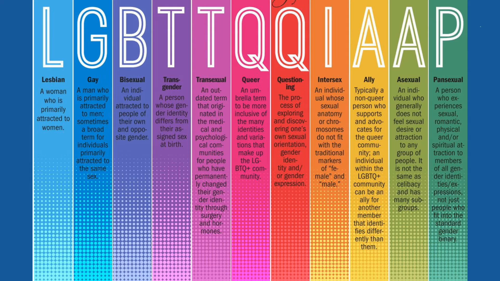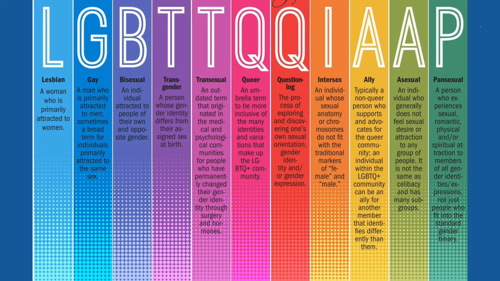Q could stand for queer or questioning. Queer is an umbrella term to be more inclusive of the huge variety that make up the LGBTQ community. Questioning is someone who is exploring and discovering their gender identity, expression, or sexual orientation. I could stand for intersex, which is a person whose sexual anatomy or chromosomes do not fit with the traditional markers of female and male.